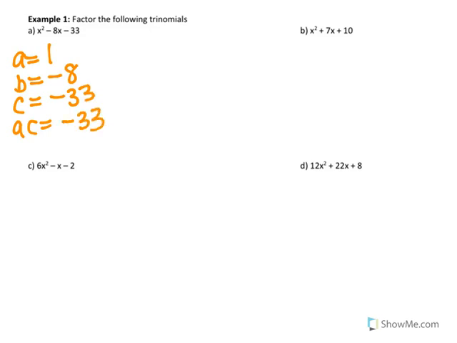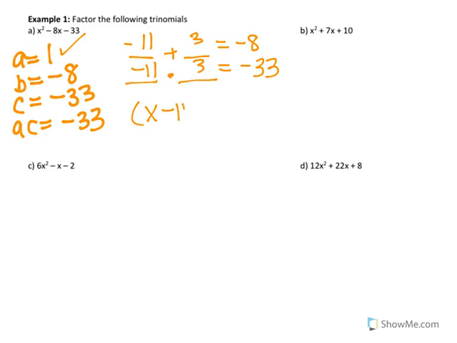So our A value is 1, our B value is -8, our C value is -33, and A times C is -33. So we want to find two numbers that add up to get our B value, so -8, and multiply to get our AC value, which is -33. And the numbers that you should get are -11 and 3. Next thing you're going to check to see if A is 1. If it is, then you can go right into the brackets. So it would be x minus 11, x plus 3, and then it is factored.